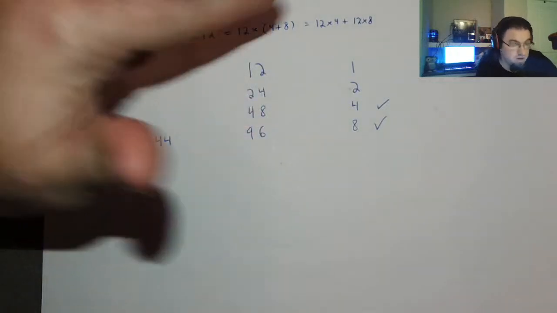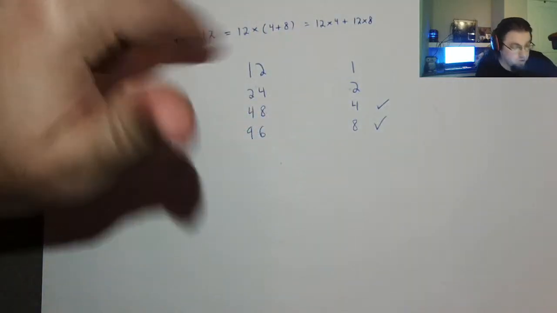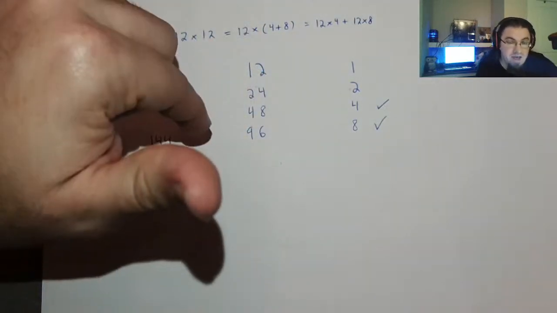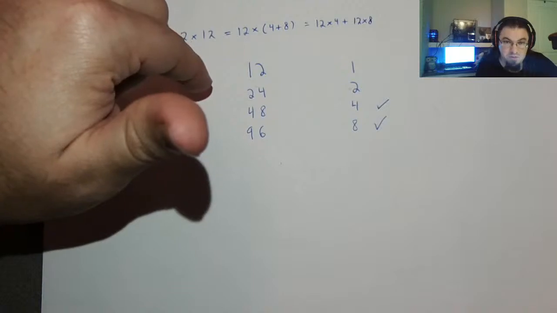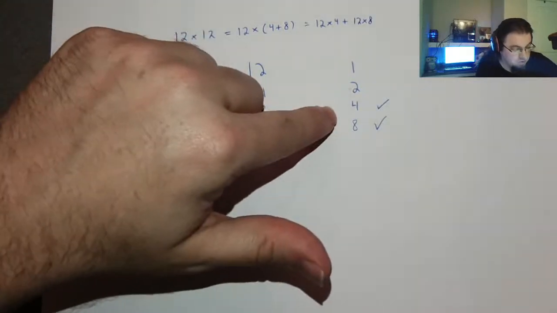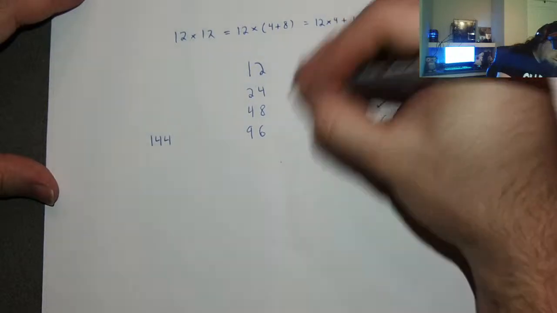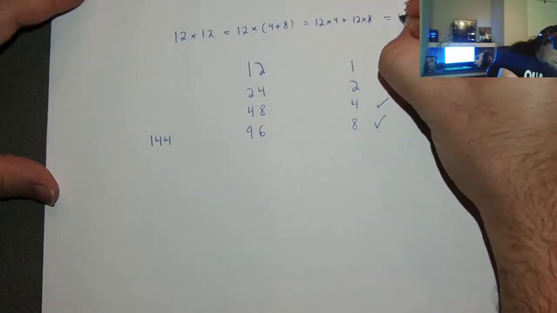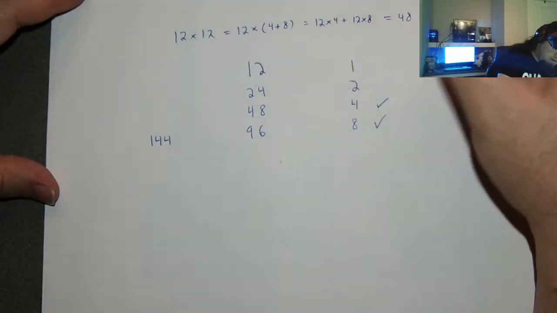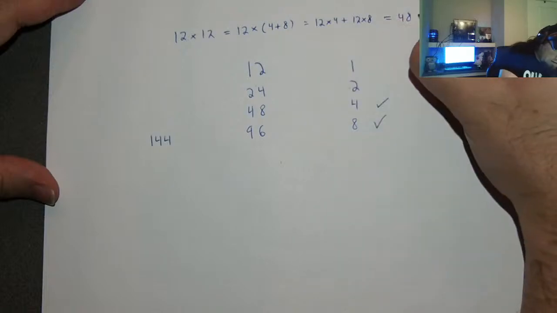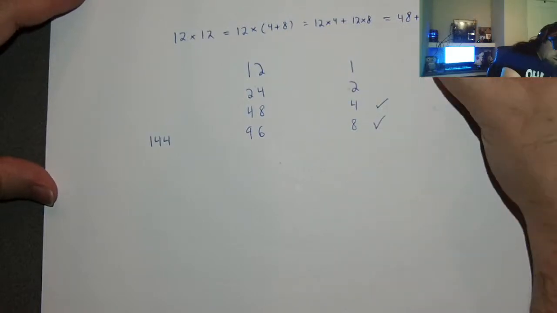So when you just have 12, you're multiplying by 1. When you double it, you're multiplying it by 2. When you double that, you're previously multiplying it by 2, but you multiplied it by 2 again, so you're multiplying 12 by 4. And so 12 times 4 here is 48. And 12 times 8 is 96. And so this is 48 plus 96, which is 144.